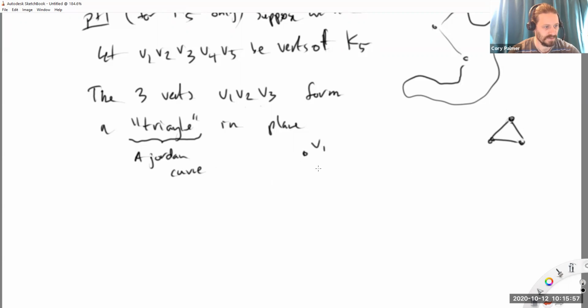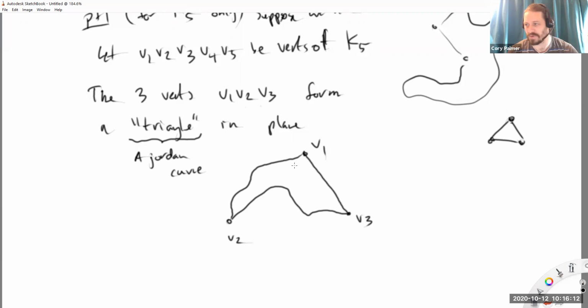Okay, so here's V1, here's V2, here's V3. I still have to draw something here, but the proof doesn't rely on this picture being drawn in any specific way. Say my Jordan curve looks something like that. Again, it's not going to be important, but the 3 vertices definitely form a Jordan curve, because all 3 are joined to each other, no matter how it's drawn.